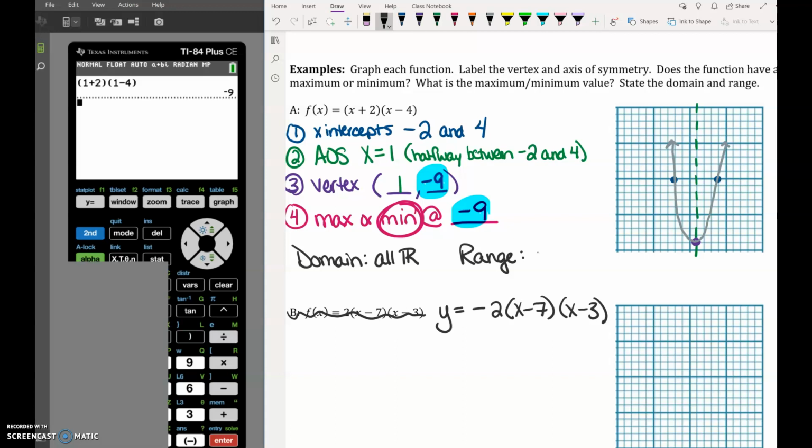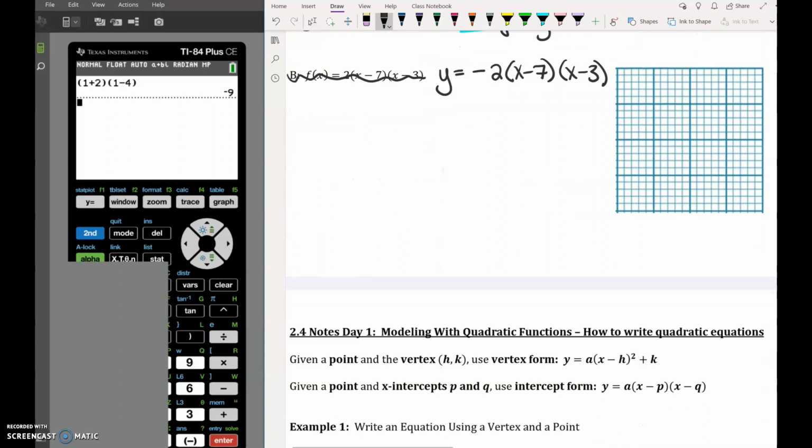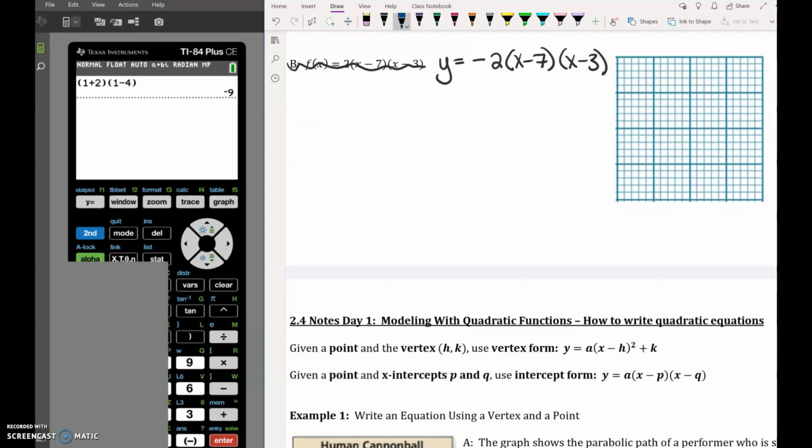Okay, your range. Range has to do with your maximum or minimum. So whatever your maximum or minimum is, because it's a minimum, that value is at the bottom. The rest of the points are above that. So y is greater than or equal to -9. Do you feel like you could maybe try this process on your own on the next one? I think you probably could. I'm going to give you some guidelines. So I will start with step 1, your x-intercepts. Figure out what those are.